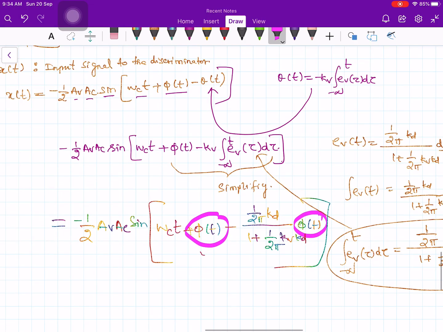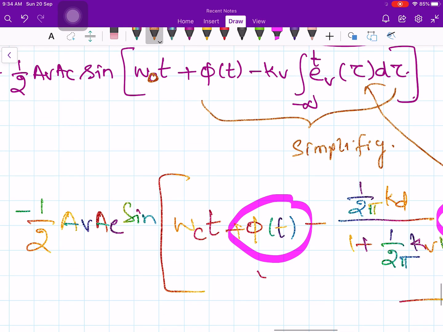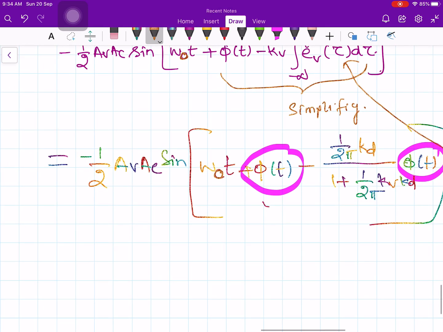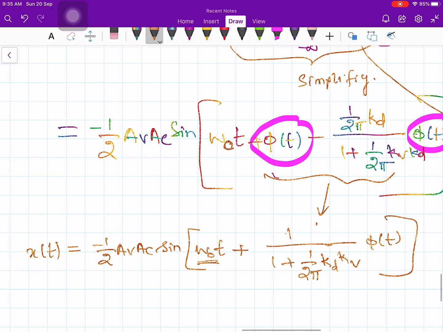Is it omega c? I am sorry, again I wrote wrongly. I am very sorry. So this one is omega 0, and this one is omega 0, and this one is omega 0. So this is equal to minus 1 by 2 AV AC sin of omega naught t plus, because this is a difference frequency, right? So your voltage controlled oscillator is tuned to omega c minus omega naught, and input carrier signal frequency is omega c, so therefore the difference is omega naught. So omega naught t plus, if you rearrange these two guys, do some simple algebraic manipulations, then you will get 1 divided by 1 plus 1 by 2 pi kd and kV times phi of t. What is this? This is the input signal to the discriminator.